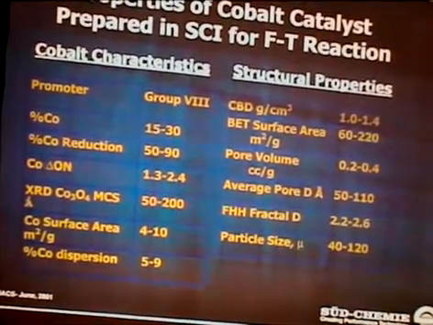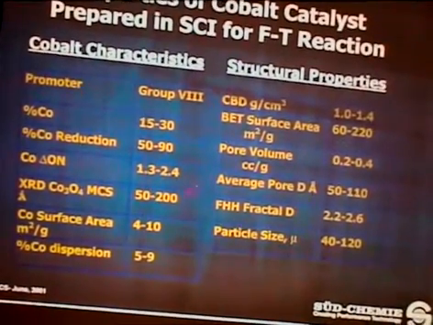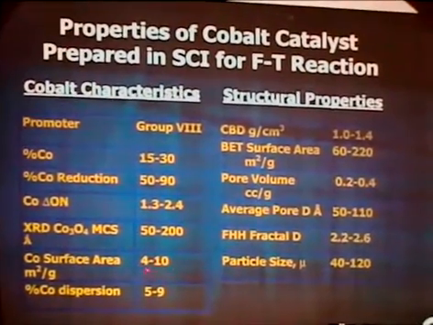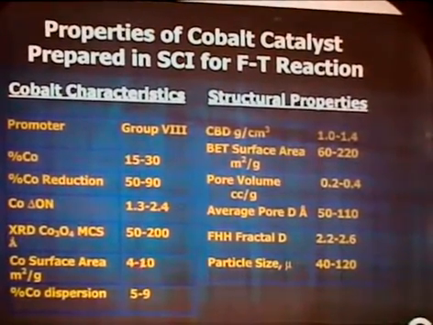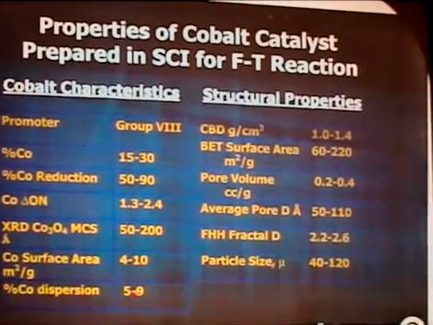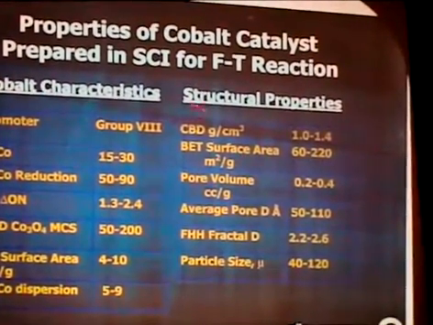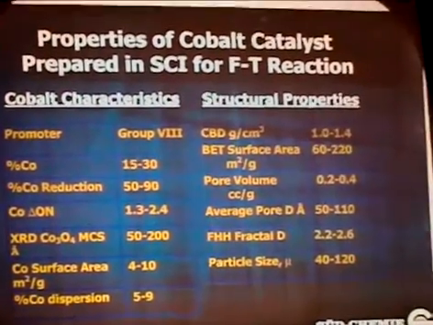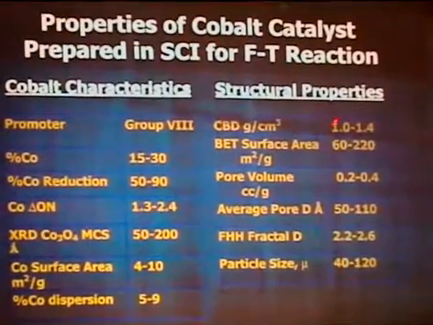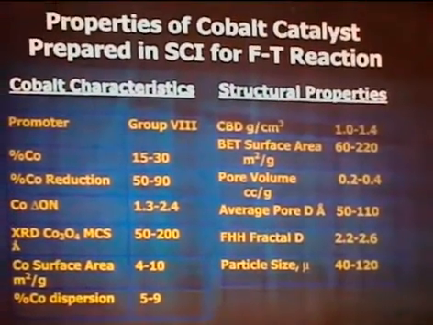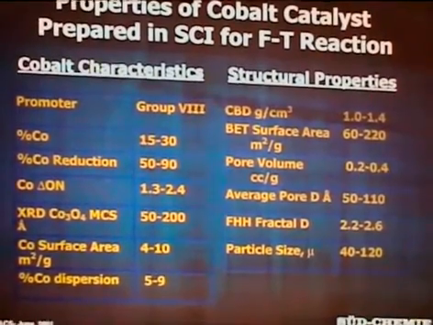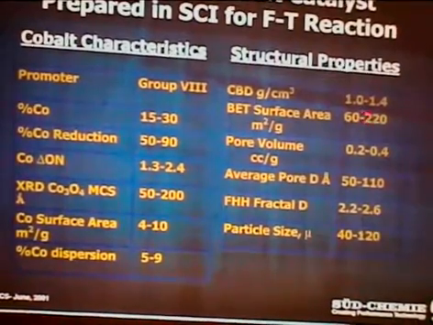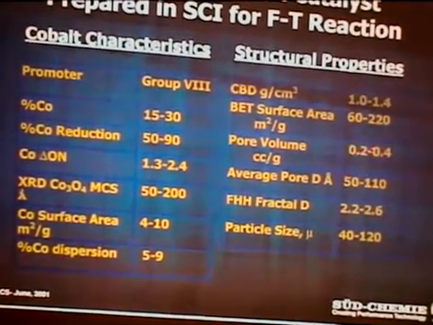Then XRD of Co3O4 at 50 to 200 angstrom, which depends on the preparation technique again. Then cobalt surface area is 4 to 10 square meters per gram, and dispersion 5 to 9. There's a whole set of structural properties, and we can change them by changing the preparation methods. And CBD, something we need to consider in the industrial reactor, is 1.0 to 1.4 grams per cc. We can also change the BET surface area, 60 to 220, and the pore volume.